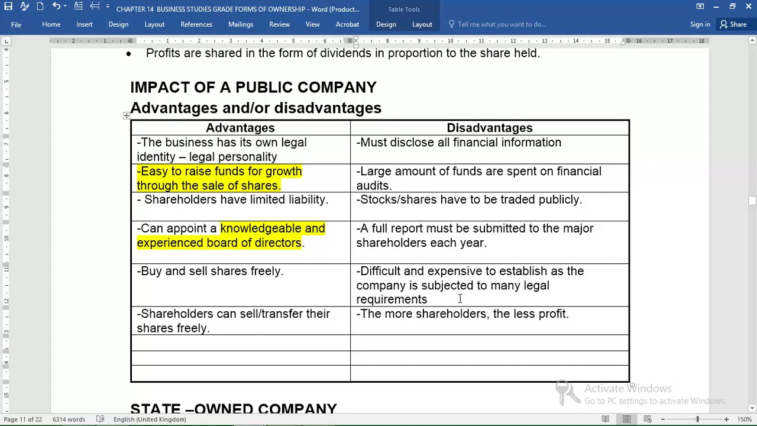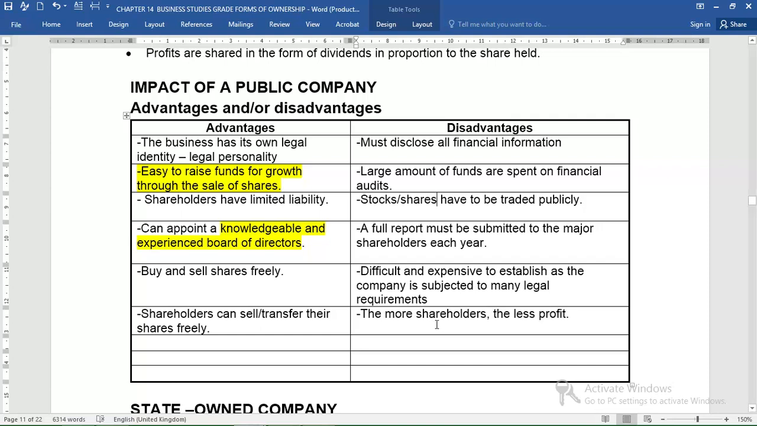It requires a lot of legal requirements. There are a lot of things that you need to have. A certain amount of money. You need to go to the company registrar and register a company. You need all those kinds of things. It's a lot, and it's difficult to register and establish a public company, right?